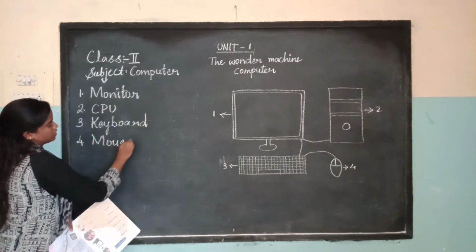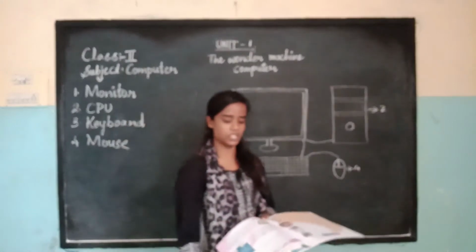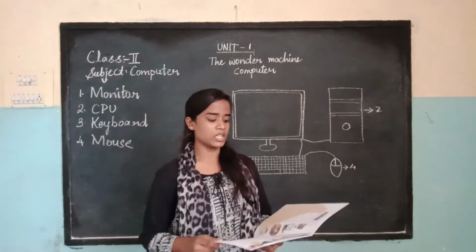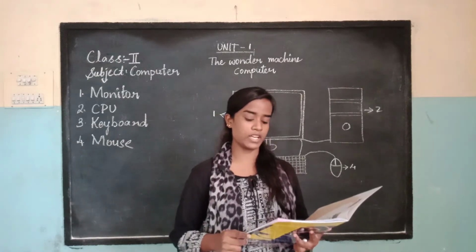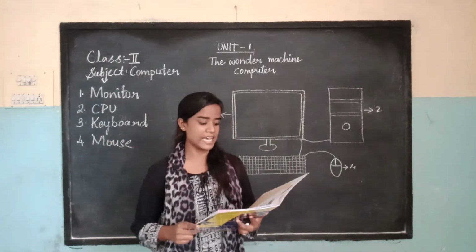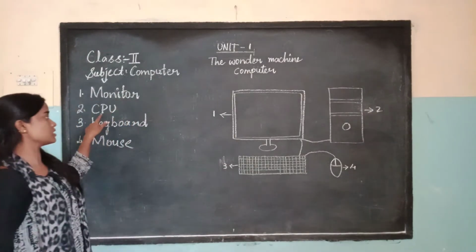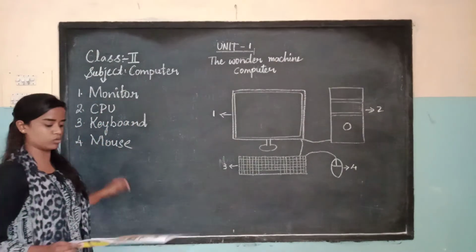Okay children, these are the parts of the computer. Now we'll go through the lesson. Computer is a fast and accurate electronic machine. It has four basic parts. They are monitor, CPU, keyboard and mouse.